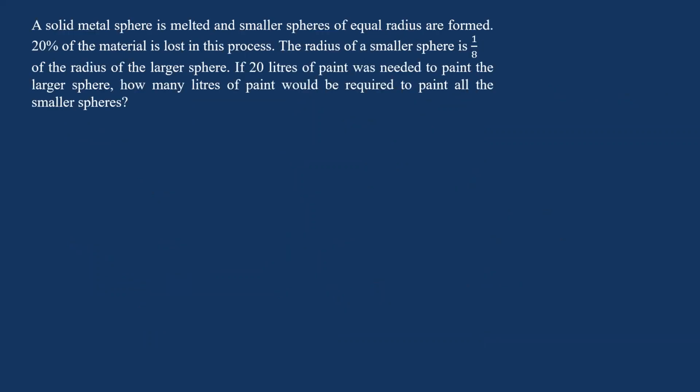Now, a solid metal sphere is melted and smaller spheres of equal radius are formed. Point number one, when I'm melting a larger sphere, a good number of, let's say, n smaller spheres are formed. The radius of the smaller sphere is 1/8 of the radius of the larger sphere, and 20% of the material is lost. Okay. So larger sphere's volume. So first formula we'll be using is volume of the larger into 80% should be equal to n smaller spheres into volume of smaller spheres.